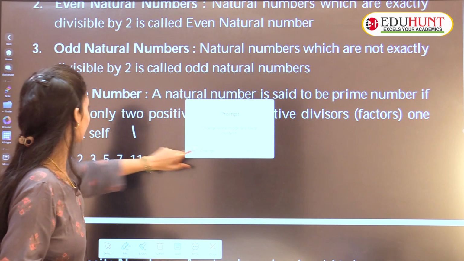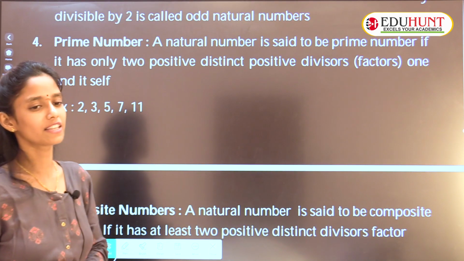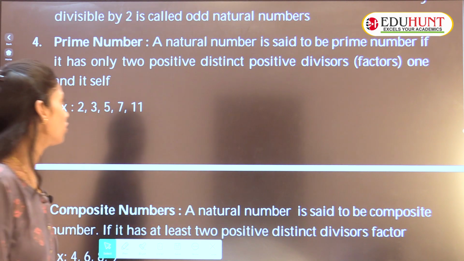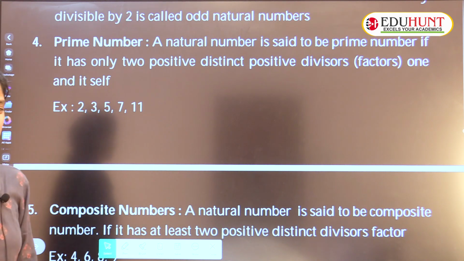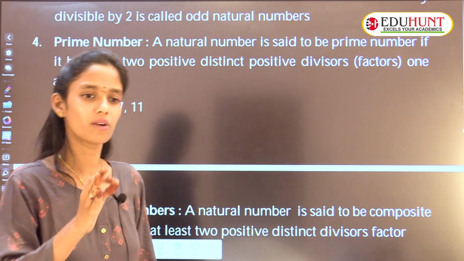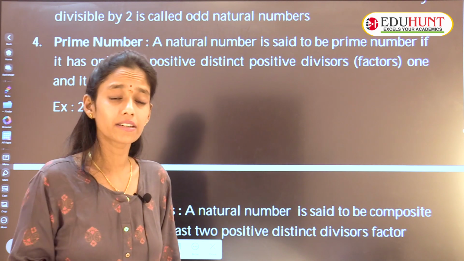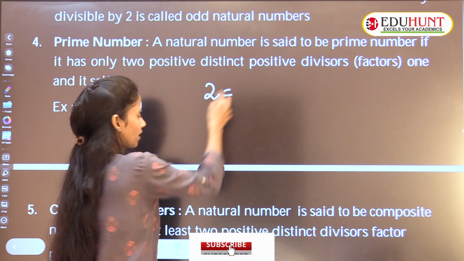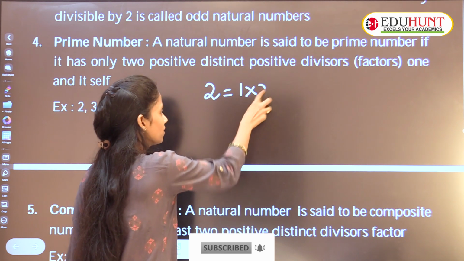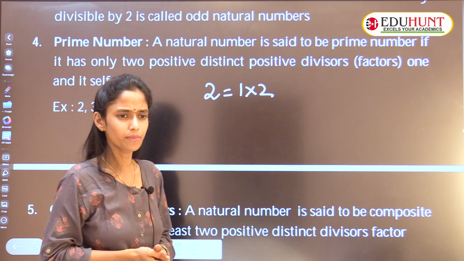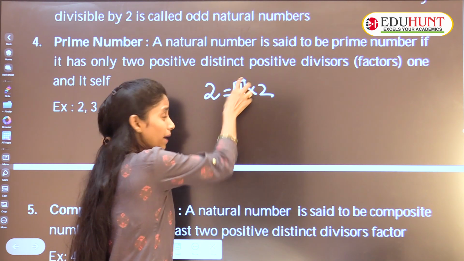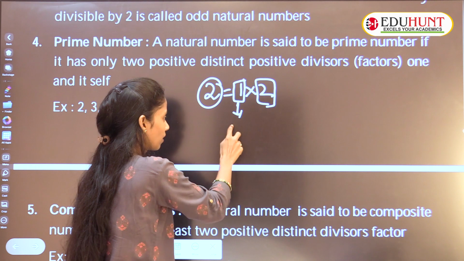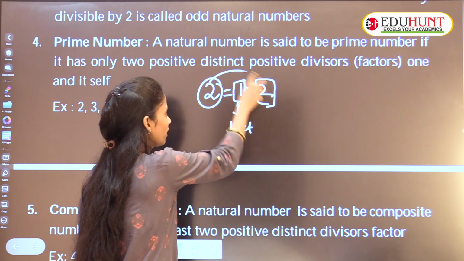Now coming to the prime numbers. Simply I'll say, see, they gave the definition: a natural number is said to be a prime number if it has only two distinct positive divisors, one and itself. Simply, whenever you take a number, its factors are one and itself. So, this is a big definition, we don't want it. Simply, I'll show you, see. 2. Write the factors. 1 2s are 2. Will 2 come into any other table? No. So, what did I say? Prime number means 1 and itself. See which table we took. This is 1 factor, and 2 is itself.